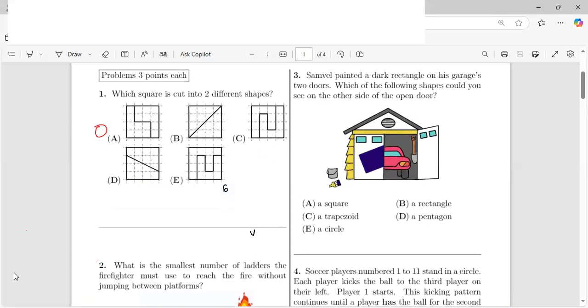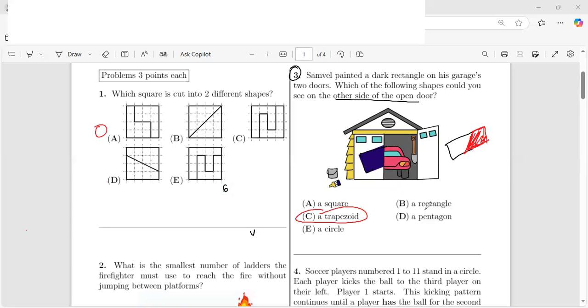Question number 3. Samuel painted a dark rectangle on his garage's two doors. Which of the following shapes could you see on the other side of the open door? Now this is what has been painted. So the shape goes like this. And if you close it, then what shape do I get? This is the shape that's there. And if we continue this rectangle, what shape do I get? The shape is a trapezoid.